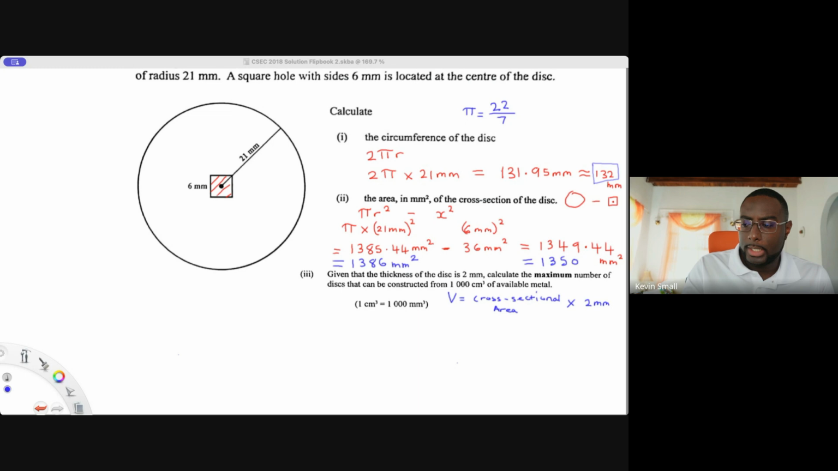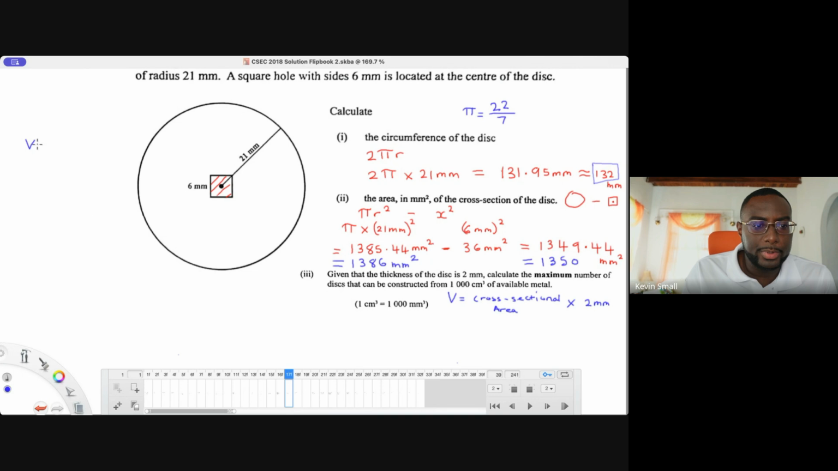Again, you have some discs. These discs are 2 millimeters thick. So the first thing you want to do is work out the volume. So I'm going to put V over here. Volume would be the area that we worked out before, the cross-sectional area, which is 1,350 millimeters squared, multiplied by the thickness, which is the 2 millimeters that we have in the question, okay?